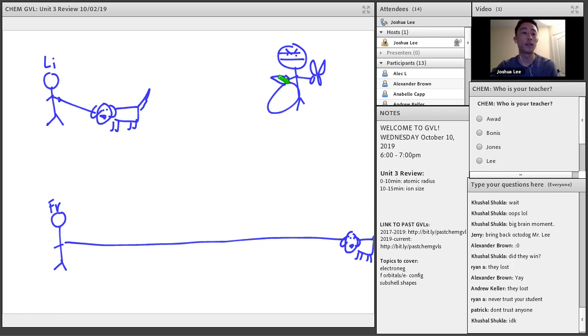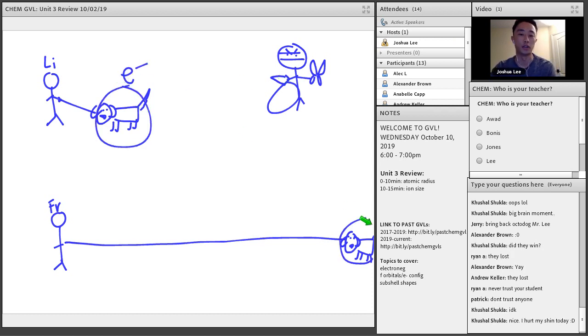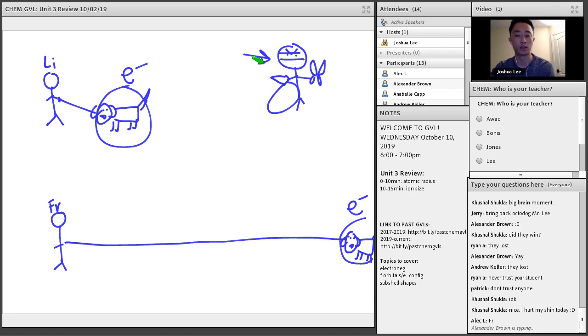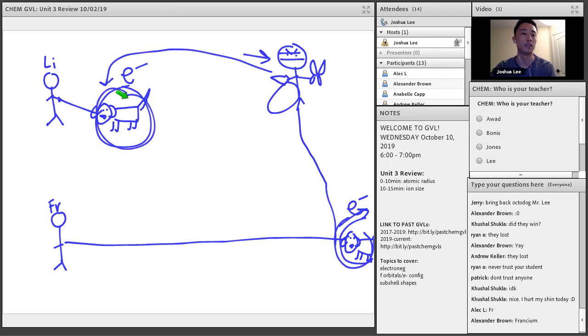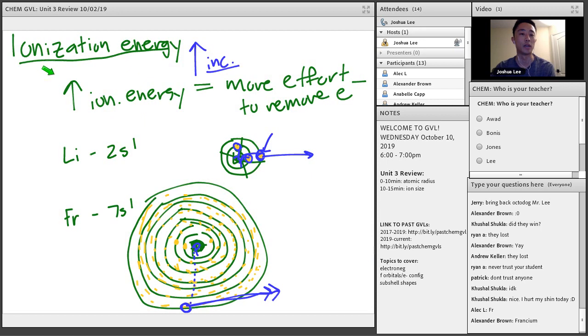So at this point, if you're trying to remove this dog, this dog represents the electron, which one would this thief have an easier time removing that electron from? Francium, because all it has to do is come all the way over here, cut the leash, and then take the dog, and it's home free. It'll take more energy to take this dog because this dog is closer to the nucleus. So that's essentially what's happening when we were drawing the actual atoms.